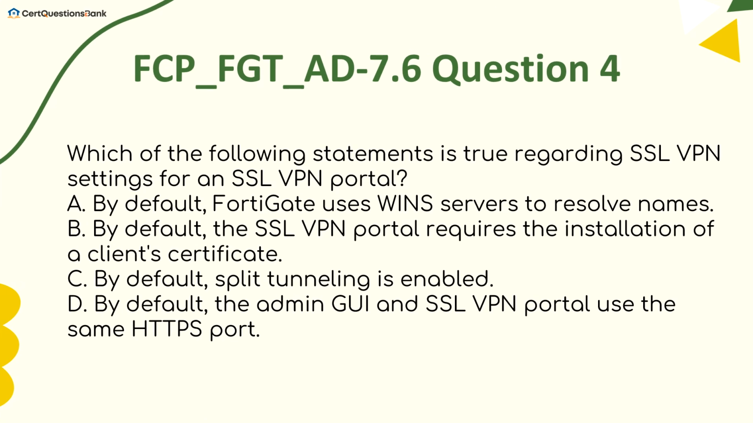Which of the following statements is true regarding SSL VPN settings for an SSL VPN portal? A. By default, FortiGate uses WINS servers to resolve names. B. By default, the SSL VPN portal requires the installation of a client's certificate. C. By default, split tunneling is enabled. D. By default, the admin GUI and SSL VPN portal use the same HTTPS port.